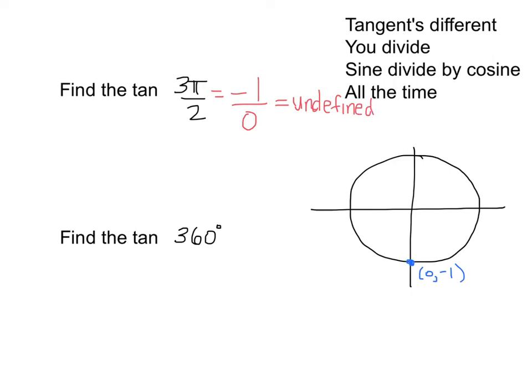Now moving on to the tangent of 360 degrees, that's going around a full rotation, so we're at this point right here. The coordinates of this point are 1, 0. So again, I'm going to do sine divided by cosine. Sine is the y-coordinate of the point, which is 0. Cosine is the x-coordinate of the point, which is 1. And 0 divided by 1 is defined. It's just 0. So the tangent of 360 is 0.